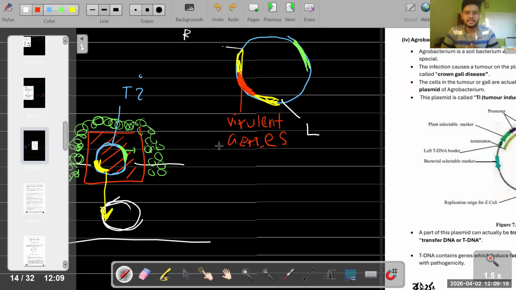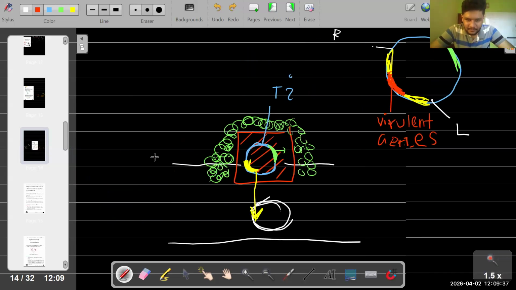Actually, who causes that pathogenicity? Virulent genes. But who gets the blame? Transfer DNA. Can you understand? Yes, right. Okay. Now, scientists understood that. Can you understand here?